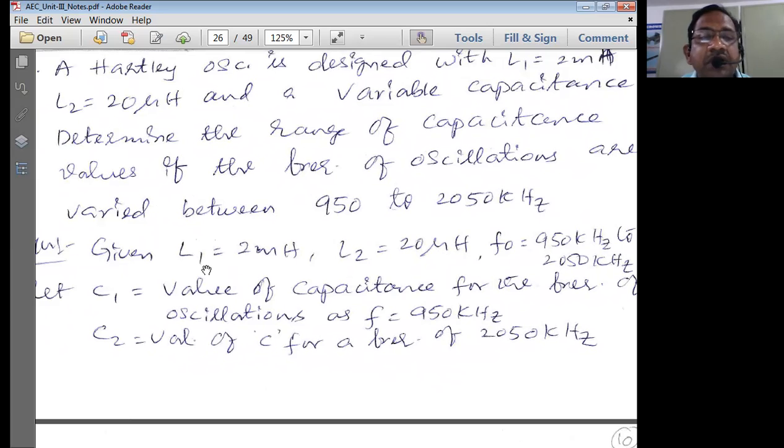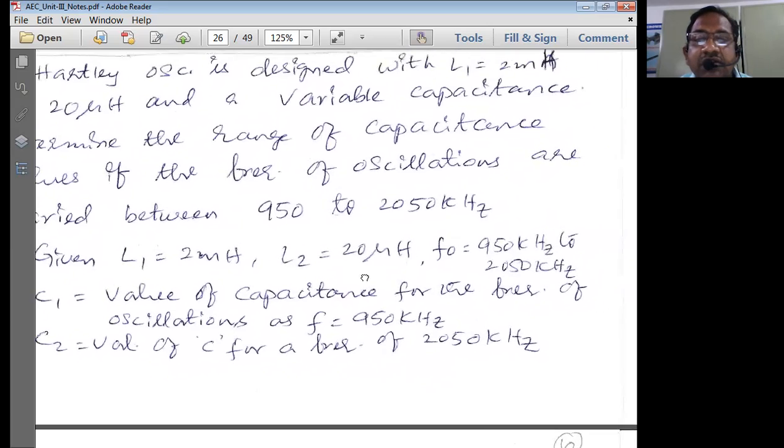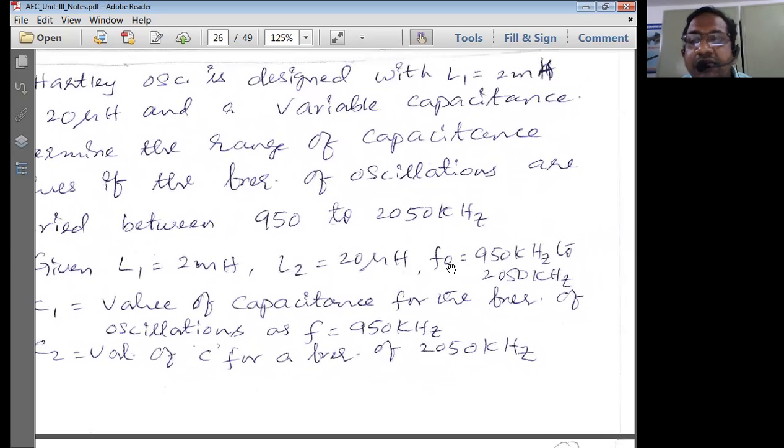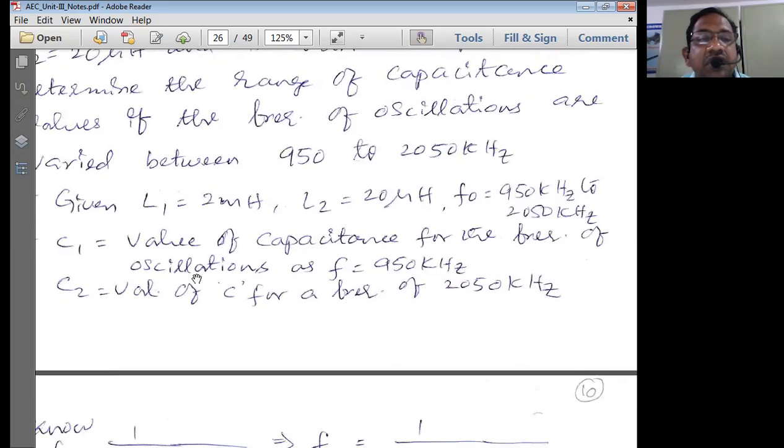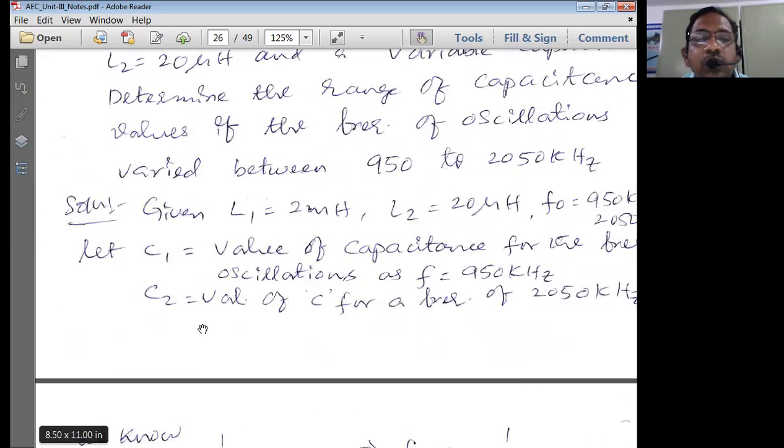That means he has given what parameters? L1 he has given, L2 he has given in the problem. F0 is given ranging between 950 kilohertz to 2050 kilohertz. C1 is the value of capacitance for a frequency of oscillations F equal to 950 kilohertz. And C2 is the value for the frequency of oscillations 2050 kilohertz. That means we will be getting two capacitance values. That means we can take any capacitor value to operate the circuit in the given range of frequencies.